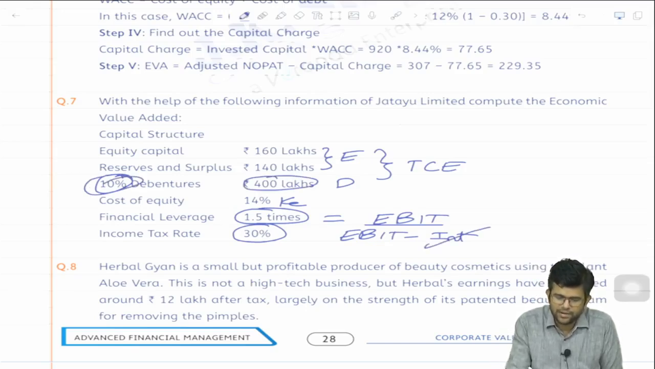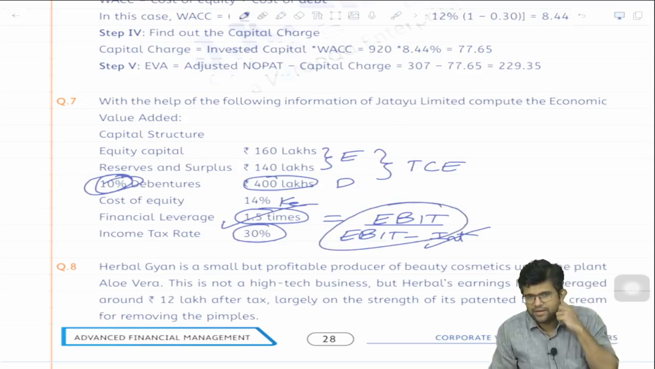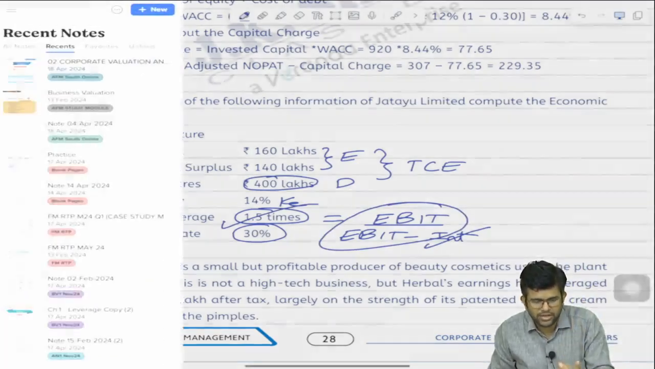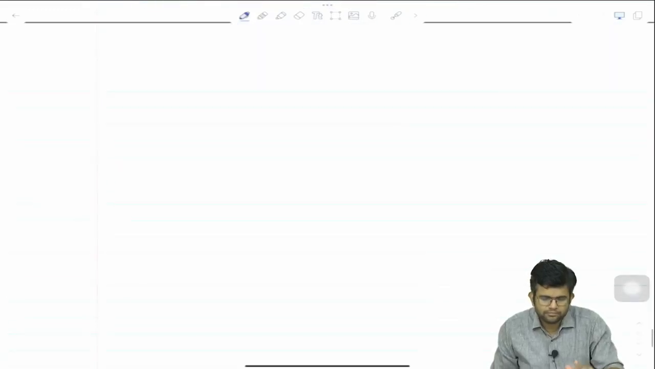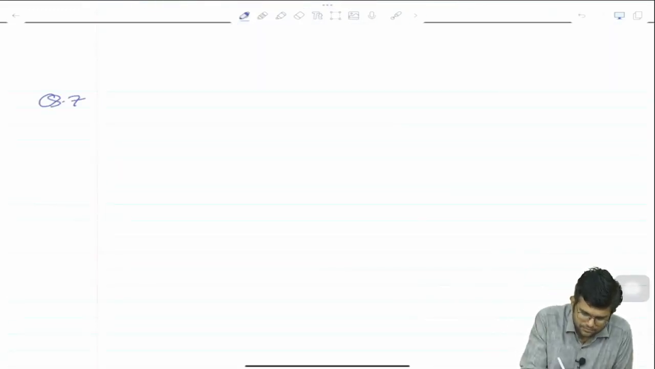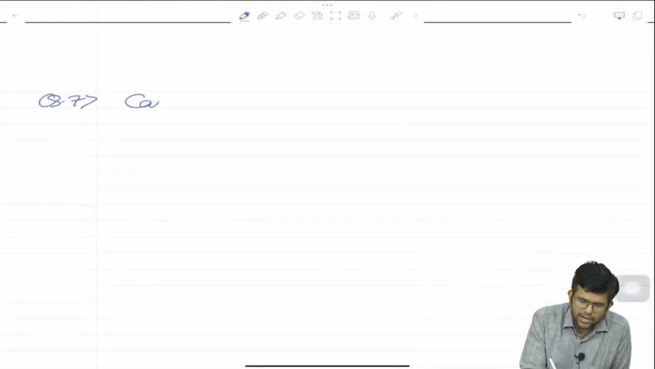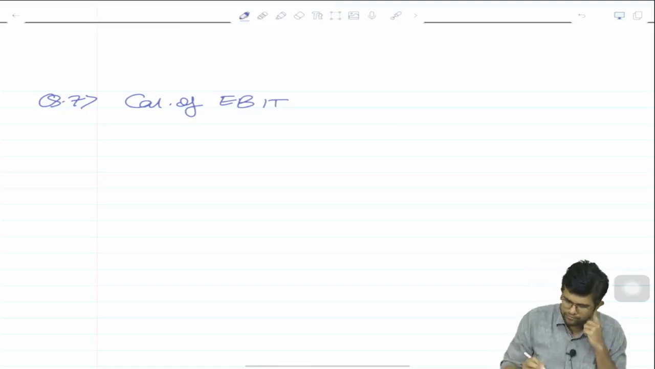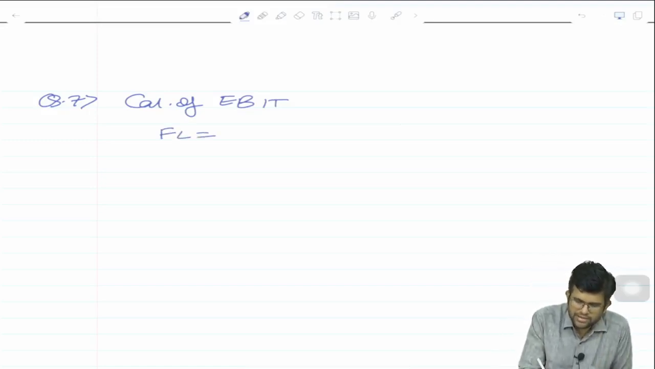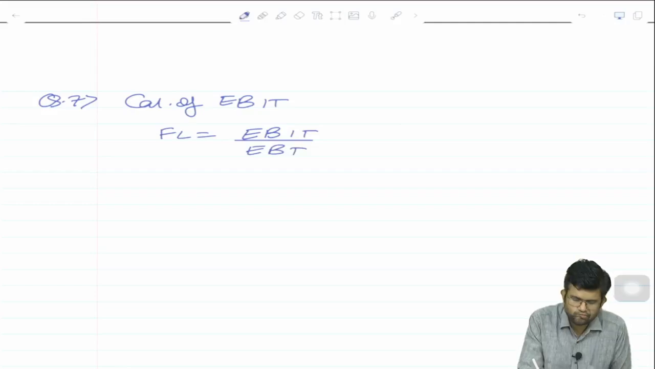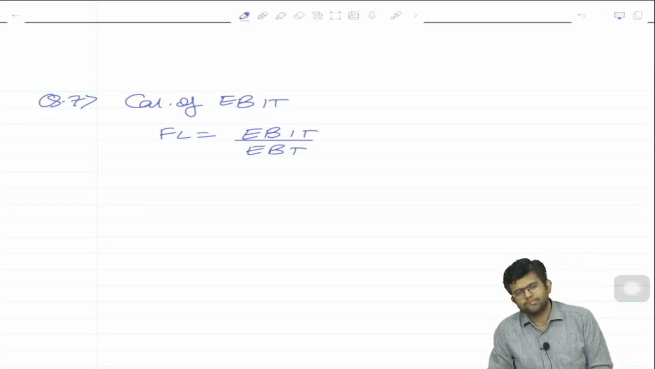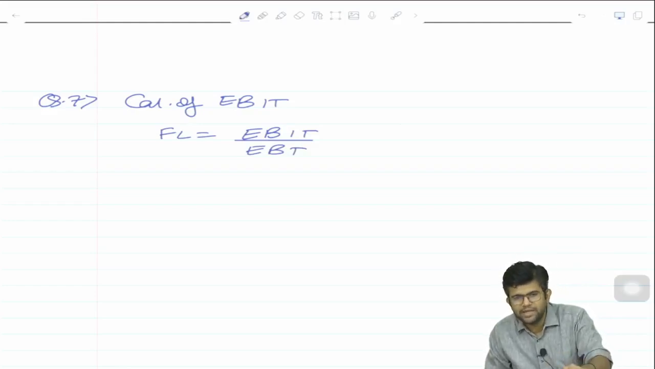And if interest is available, financial leverage is available, can I say we can find EBIT, and from there everything will open up. You want to try? Okay, I'll give you start. Question number 7. Write down calculation of EBIT. FL is equal to EBIT upon EBT. And take it over from here. All the best. Get me EVA. Final answer.